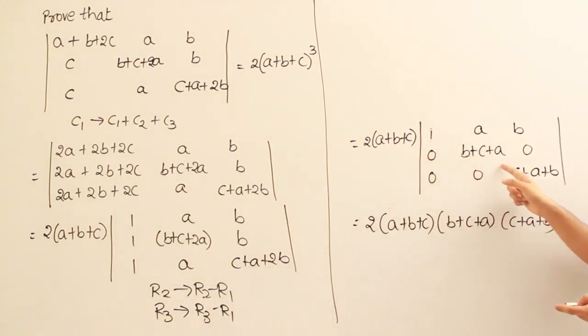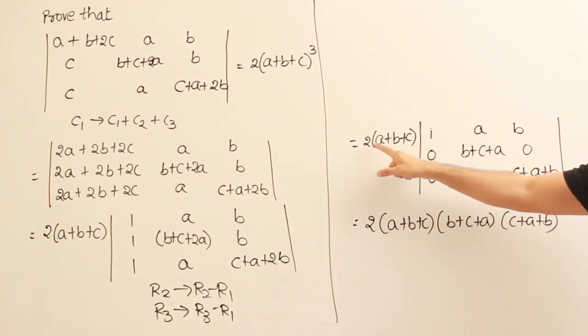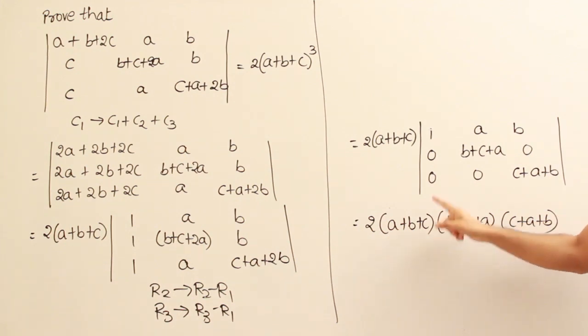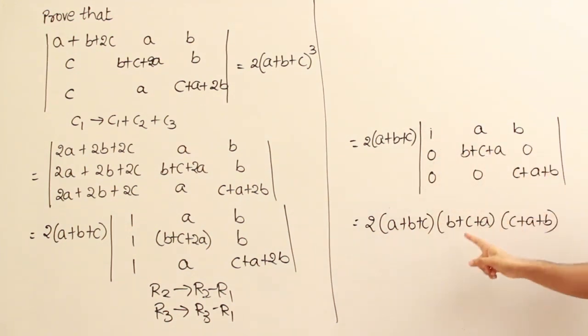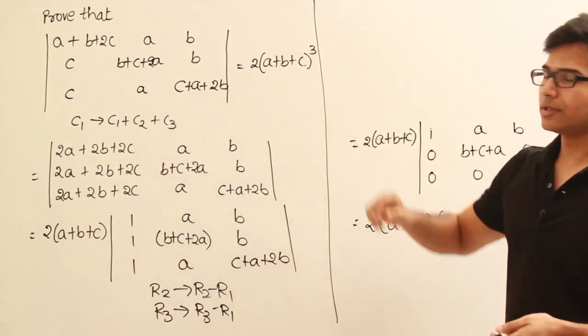Now if you observe the principal diagonal, this one, so the product of all the elements of the principal diagonal. Already we have 2 into (a plus b plus c), and now the product of all the elements here, then I got this, right, which is nothing but 2 into (a plus b plus c) whole cube.